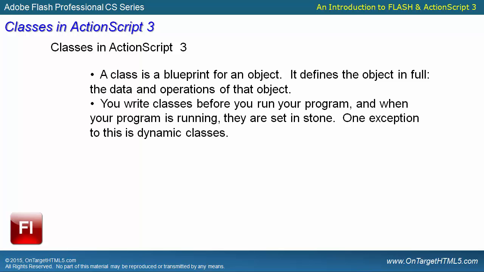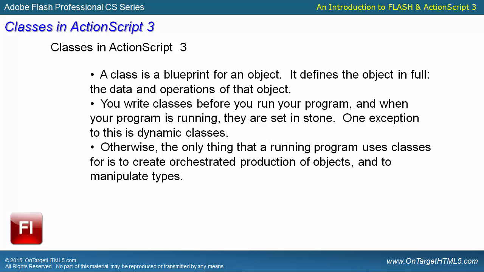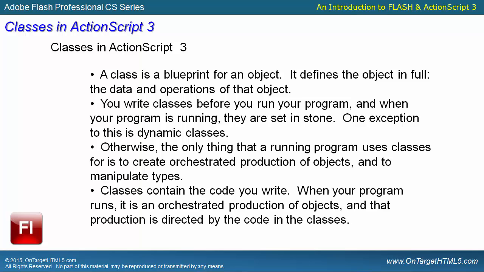You write classes before you run your program, and when your program's running, they are set in stone. In other words, we can't actually change the class when the program's running. We can do things with it, we can add things to it, we can pull things out of it. One exception to this is dynamic classes, which we'll talk about in future tutorials. Otherwise, the only thing that a running program uses classes for is to create orchestrated production of objects inside of our program and to manipulate types of objects inside of our program.